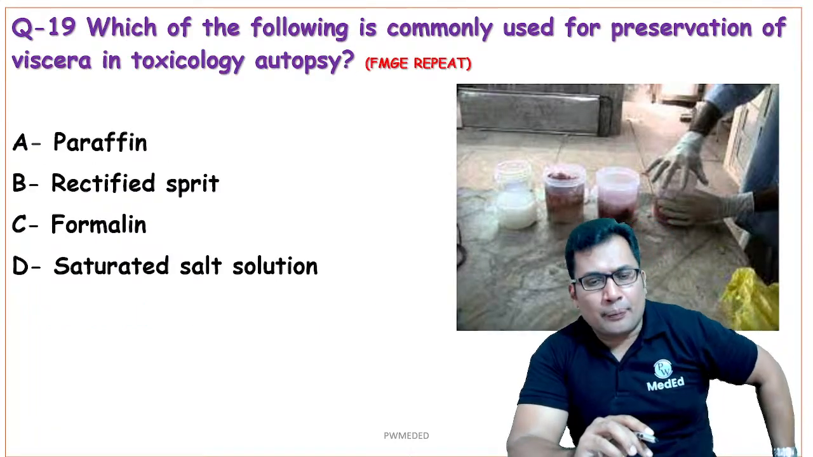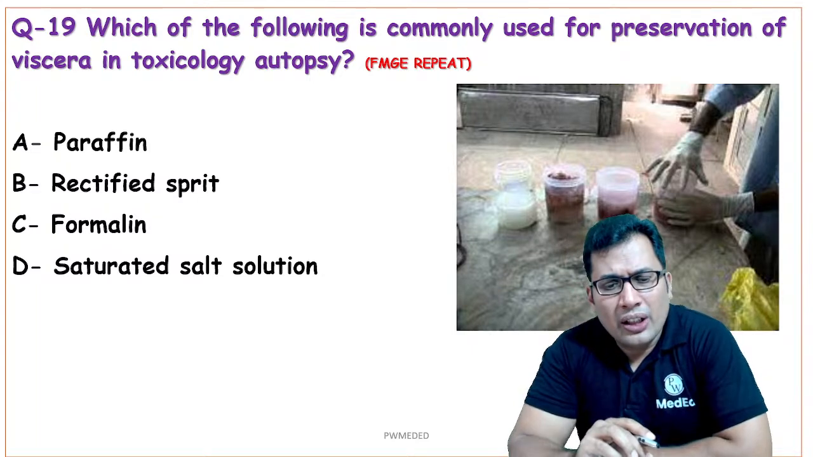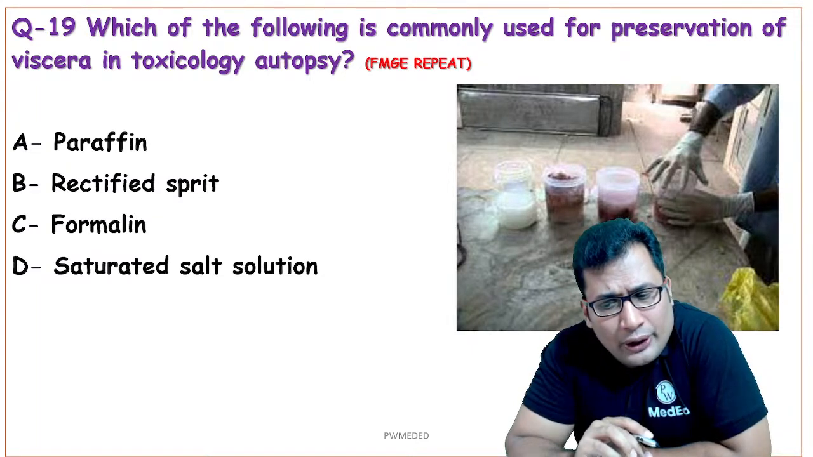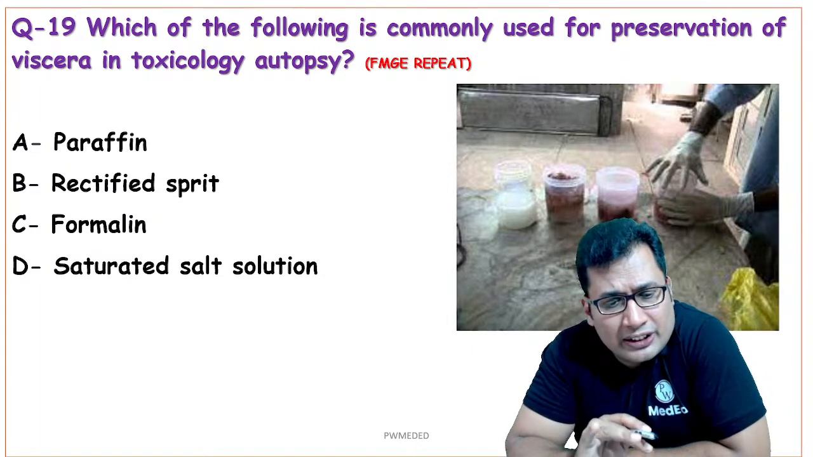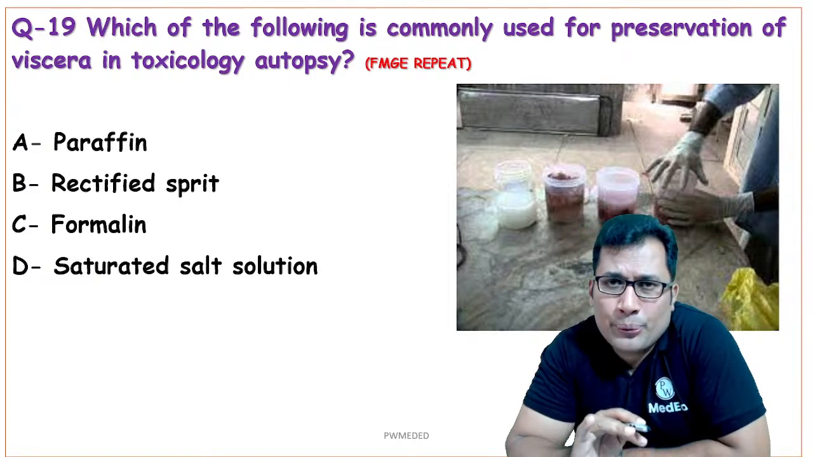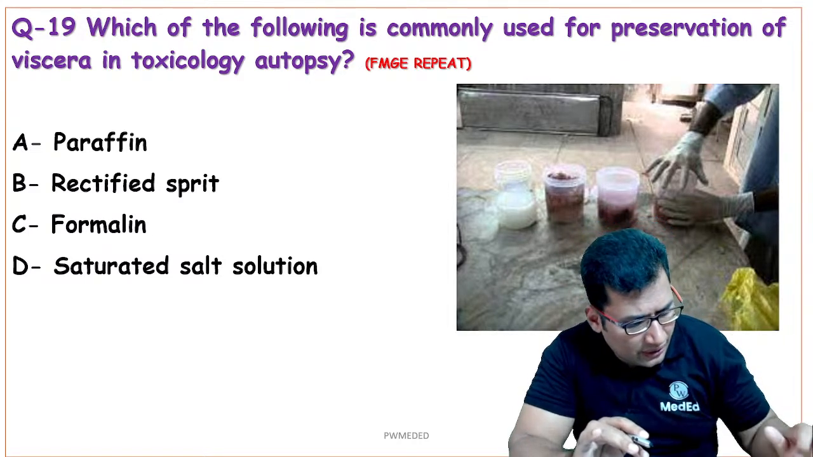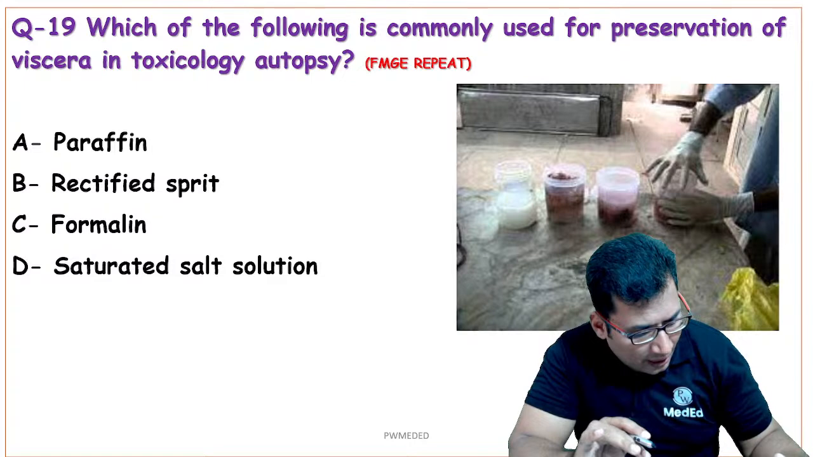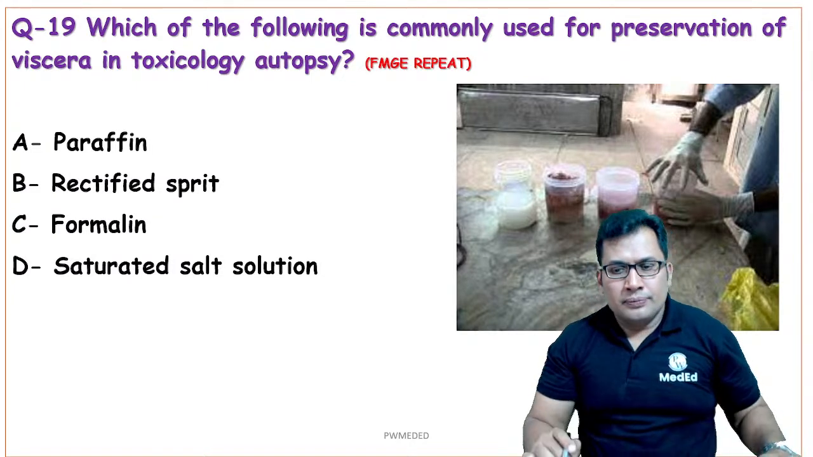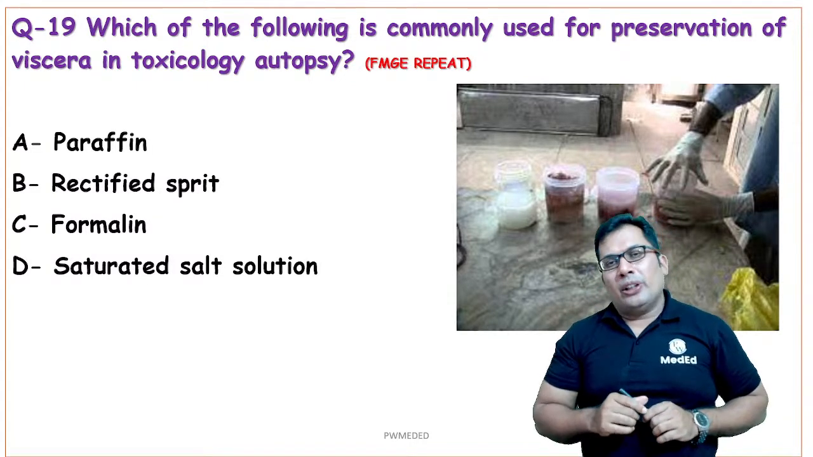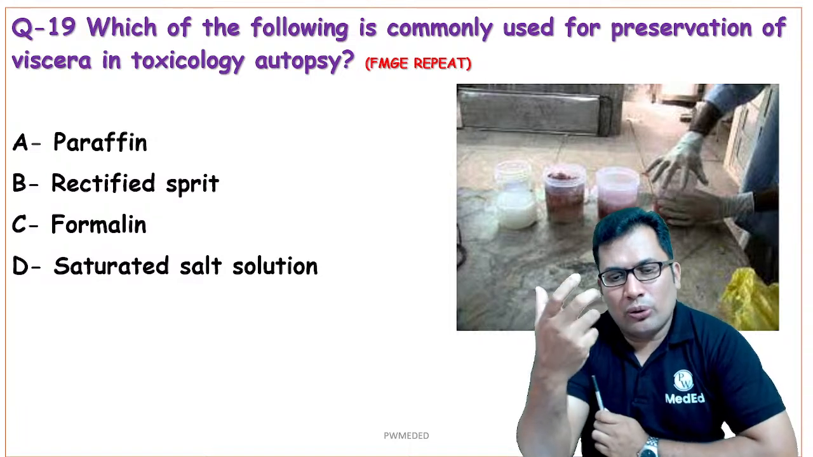Question number 19. This is about the autopsy. Which of the following is commonly used for preservation of viscera in toxicology autopsy? Can you all try this? So, viscera in autopsy, what is the preservative that is used?